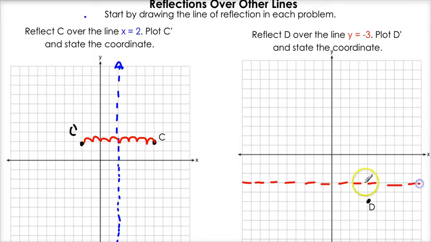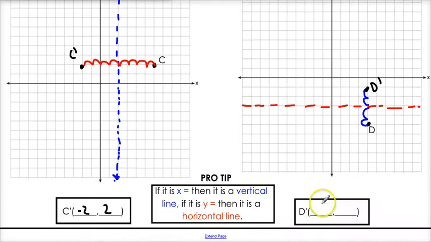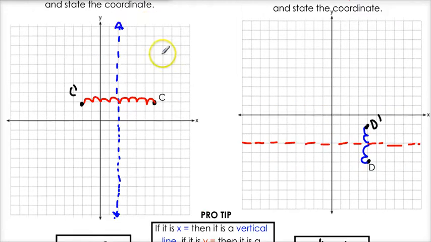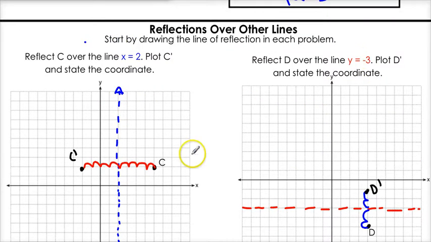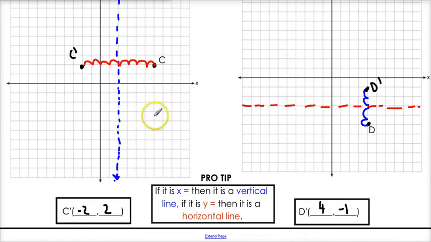All right, you might remember this, you might not. The way to do the reflection is you just count, right? So D is 1, 2 away from the axis of symmetry. We count 2 more, 1, 2, and that is going to be D prime. All right, D prime is at 1, 2, 3, 4, down 1. So 4, negative 1. Sadly, there's no rule for this. You just count it out.